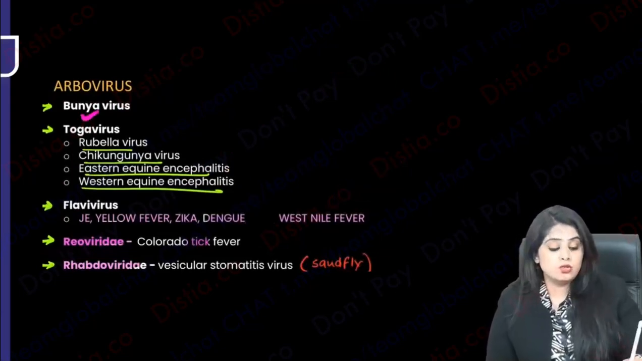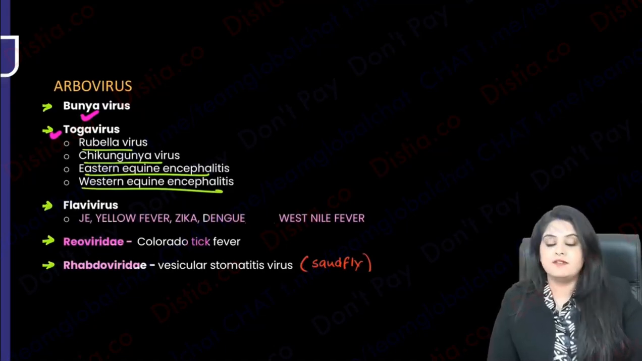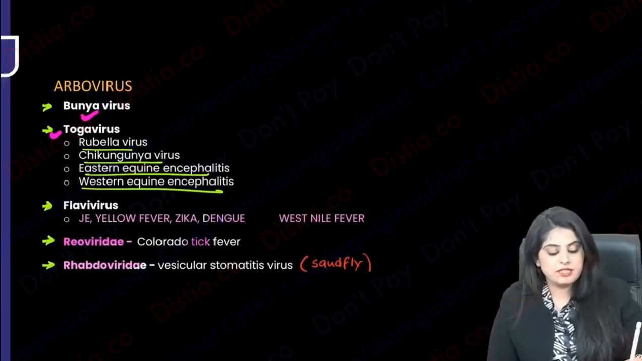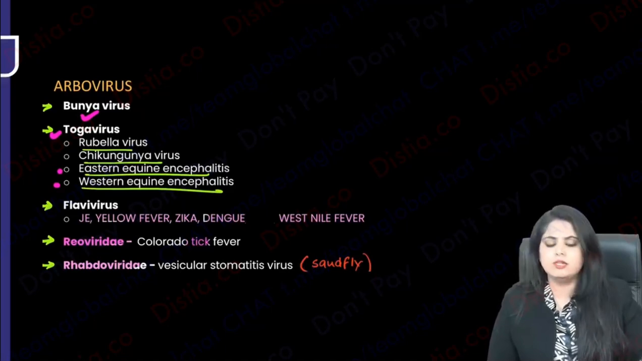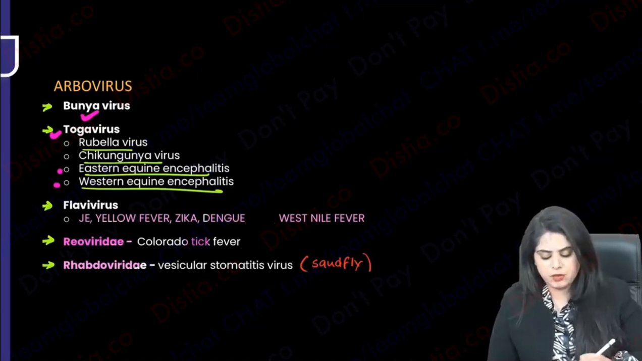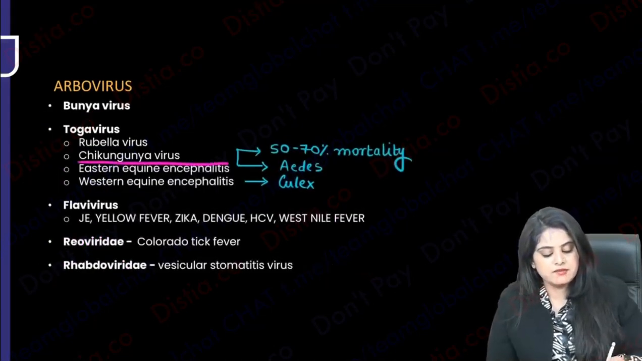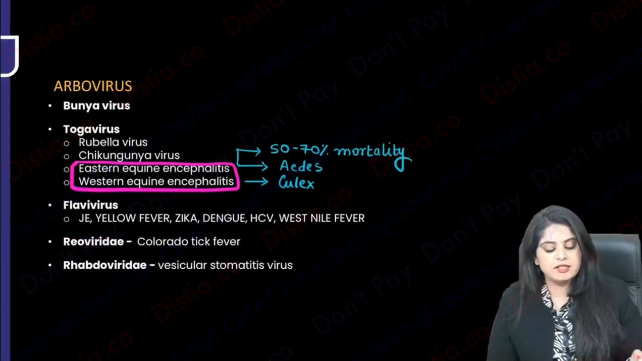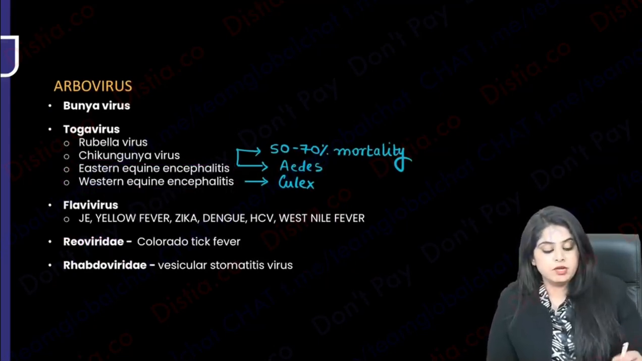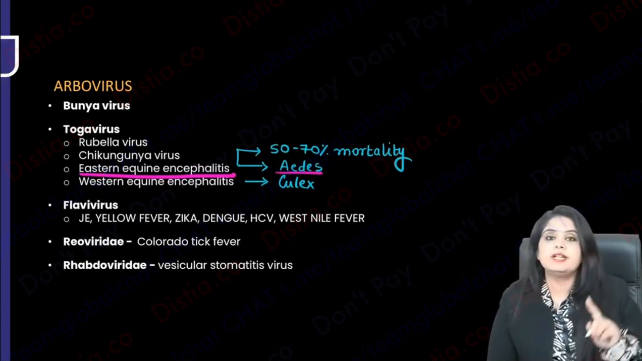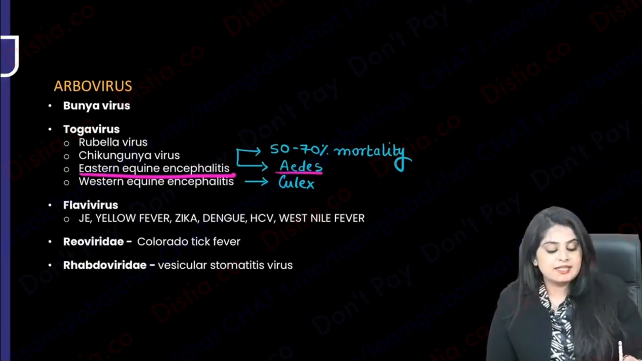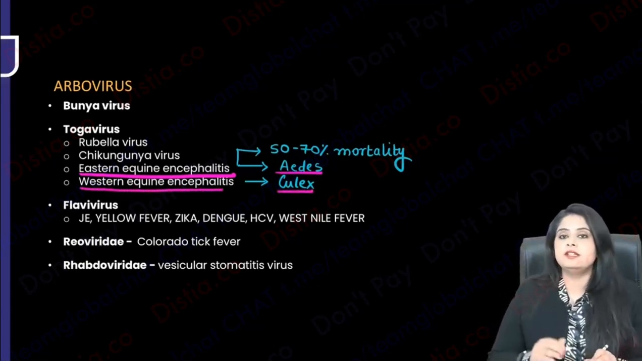I am now going to go on to the Togaviridae family, out of which, if I say, ye dono chota hai, which you hardly get to see in our country, so let's finish them off quickly. So what is it that I'm talking about? I'm talking about the eastern and the western equine encephalitis. So these are associated with what? Remember, eastern equine encephalitis, EEE, they are associated with Aedes. I told you Aedes ka mnemonic end mein karenge. And the other one, western equine encephalitis, is associated with Culex. So one is Aedes, one is Culex.